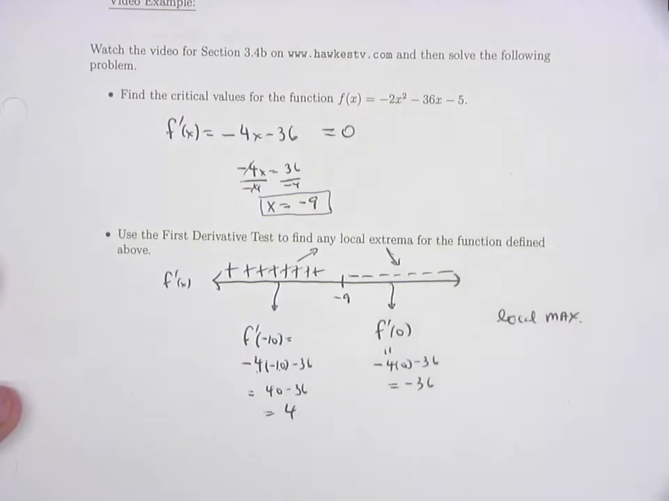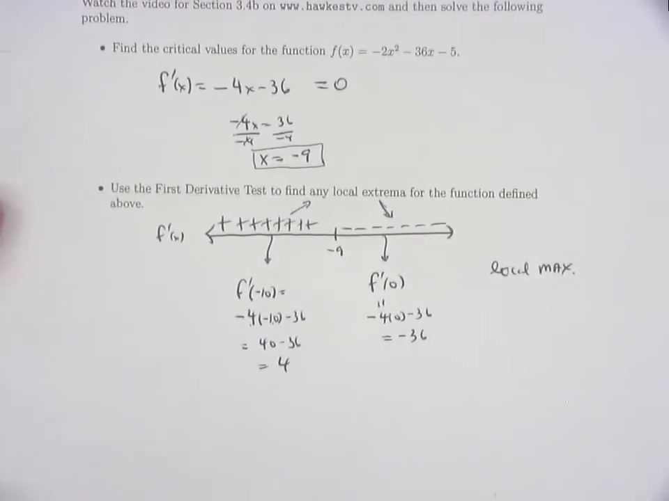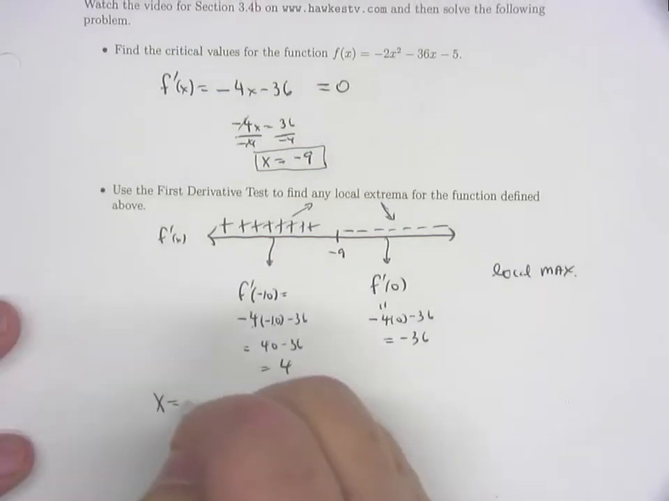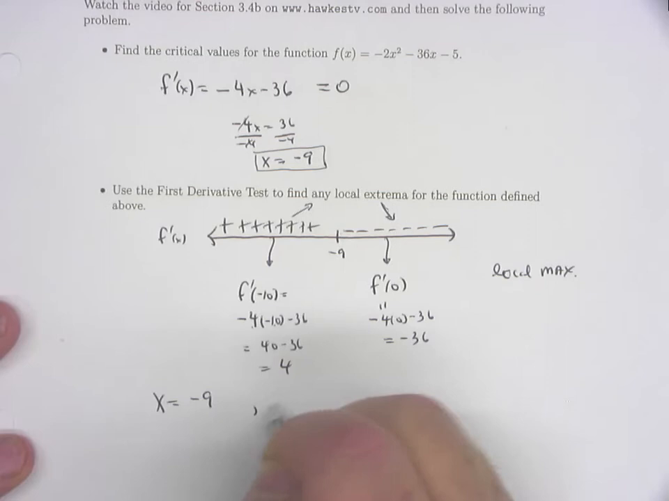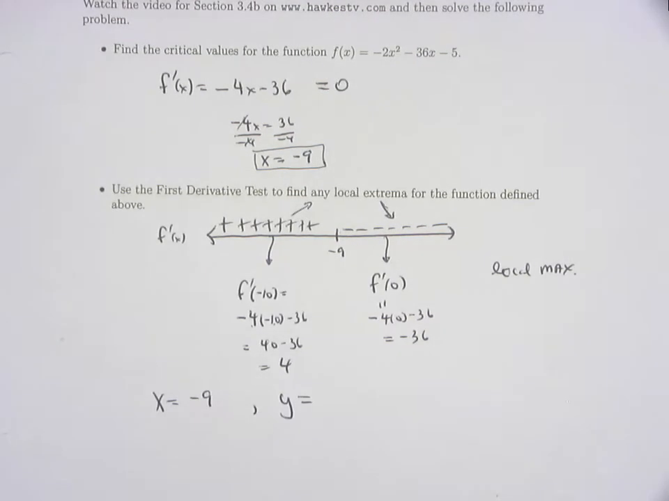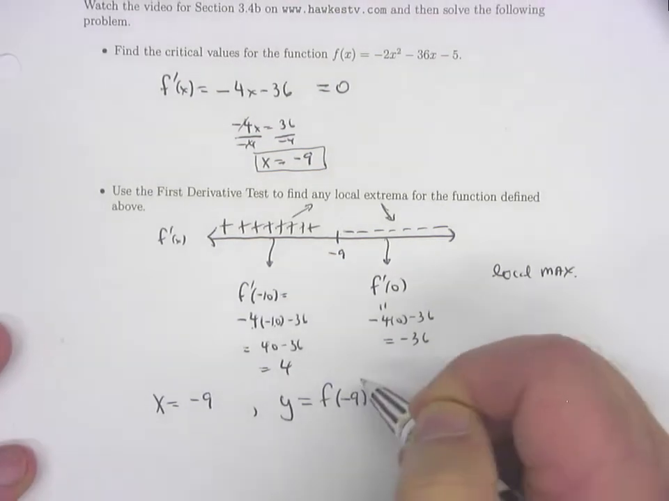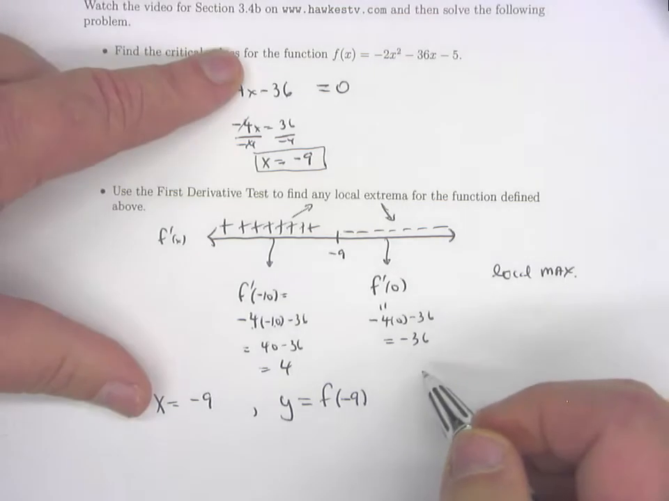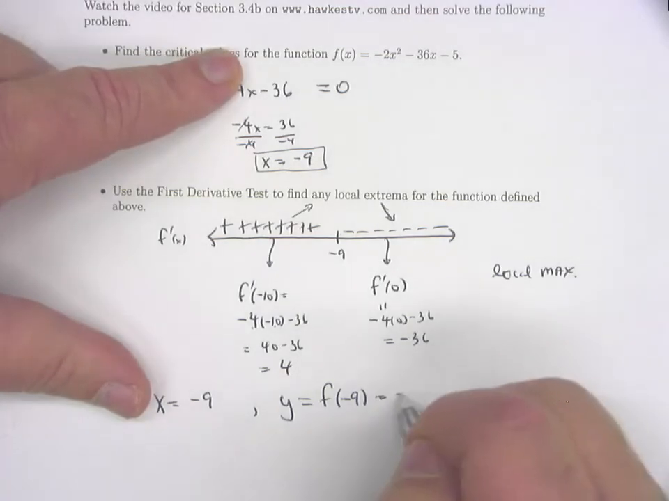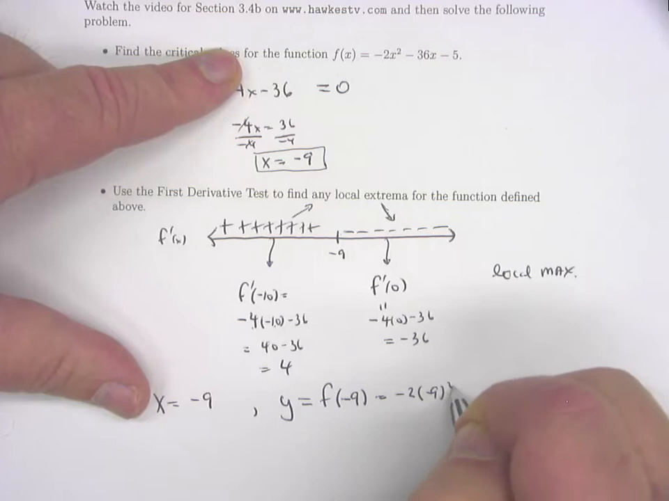But now let's answer the question. We want a critical point. So you've got x equals negative 9. How do I find a y coordinate? You plug it into the original equation, f of negative 9. So I'm going to go all the way back to my original equation here. This would be negative 2 times negative 9 squared minus 36 times negative 9 minus 5.